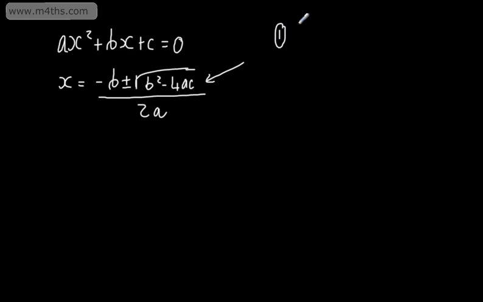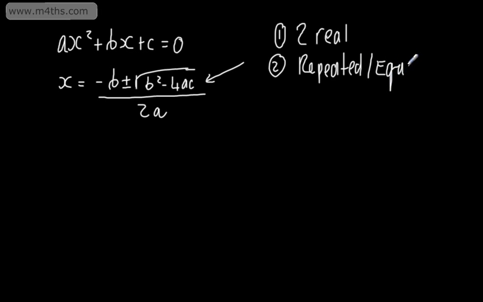The first one is that we have two distinct real roots. The second one is that we have repeated, or we can say equal roots. And the third scenario is that we have no real roots. Let's just look at this idea of no real roots.